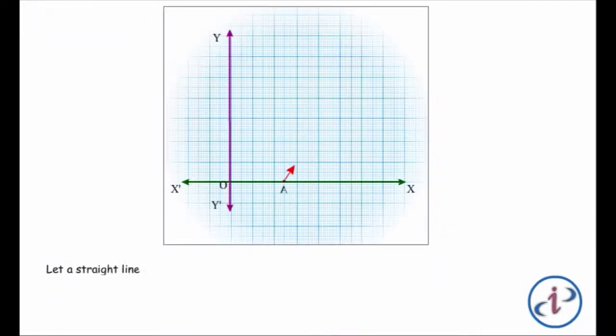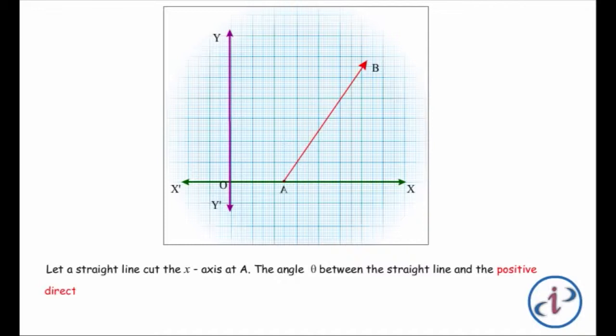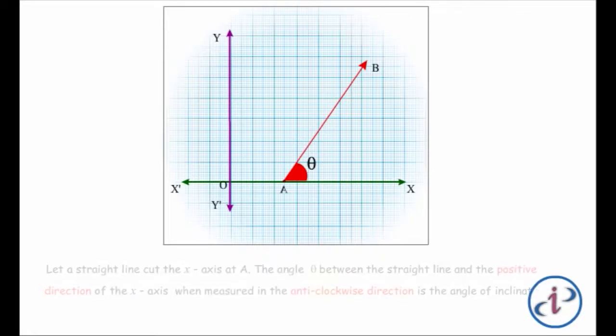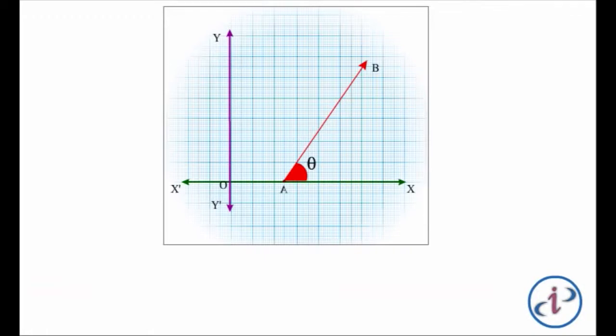Let a straight line cut the x-axis at A. The angle theta between the straight line and the positive direction of the x-axis, when measured in the anti-clockwise direction, is the angle of inclination. Angle XAB is equal to theta and the slope is equal to tan theta. Thus, the slope of the line parallel to the x-axis is equal to 0, since tan 0 is equal to 0.